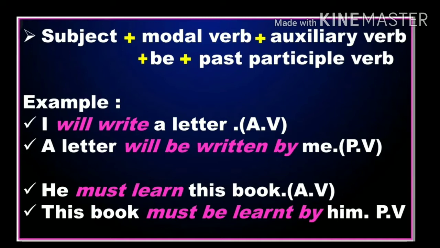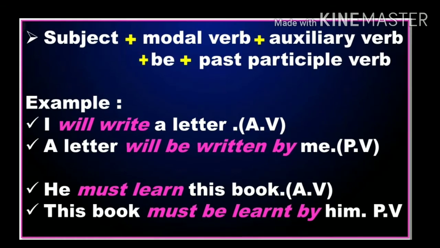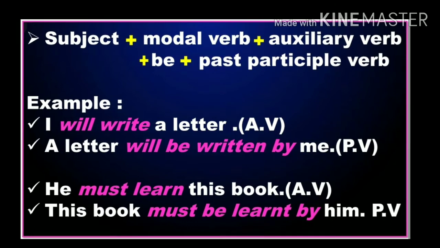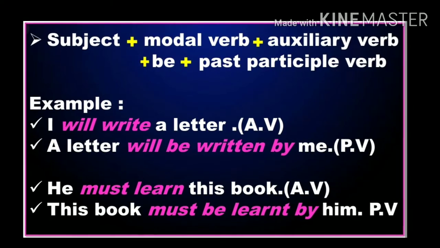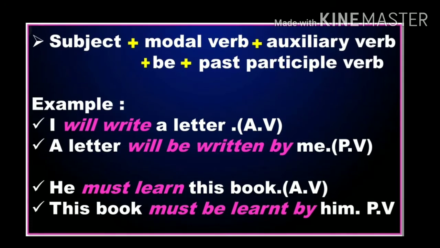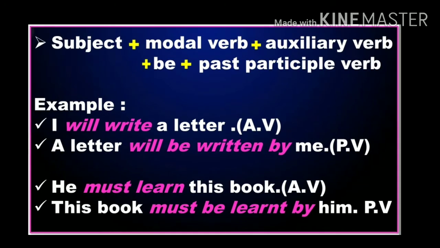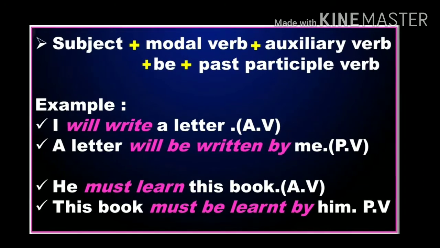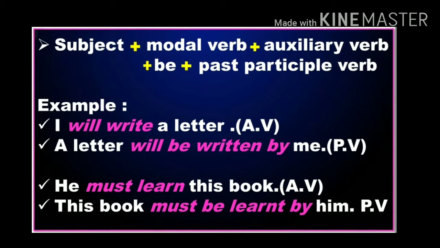So look at the sentence structure there. A letter is the subject. Will is the modal verb. Be is the auxiliary verb. And written is the past participle of the main verb write. Along with that, we should have by, a preposition, in the passive voice. Clear? Look at the next example.